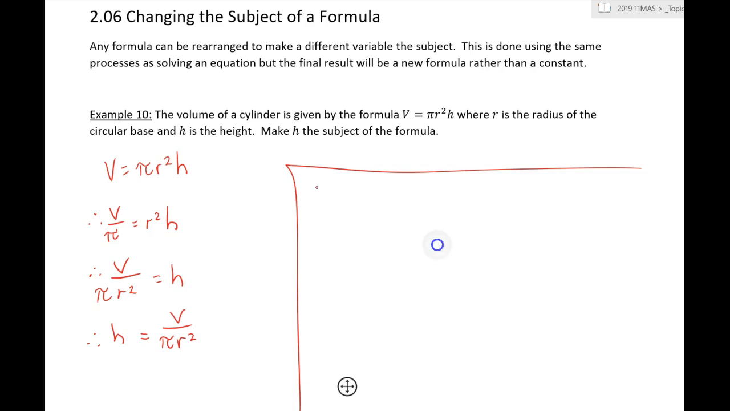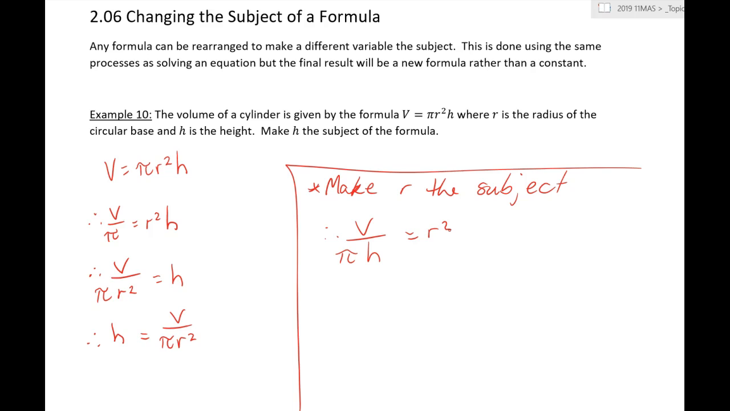I'm just going to say, make r the subject. How do we do that? Well, let's come back here. I'm going to say, therefore, v over pi h equals r squared. Can you see what I've done there? I've divided both sides by pi h, and I've got r squared.